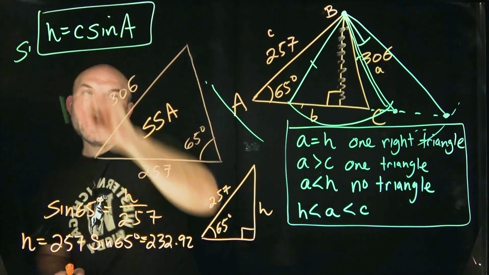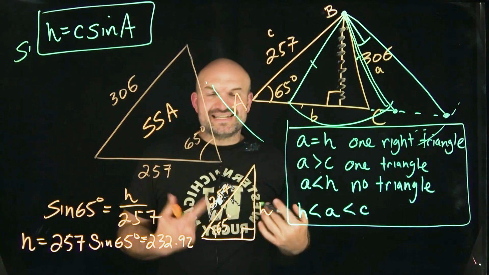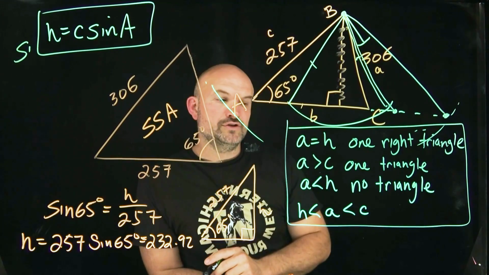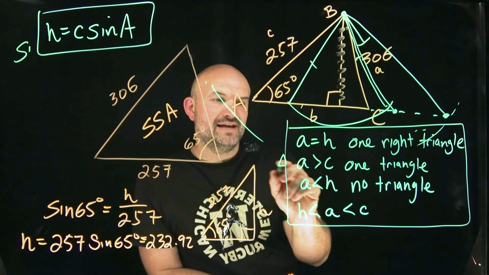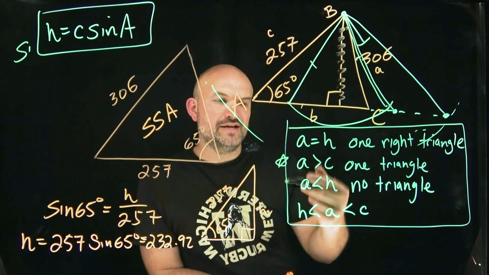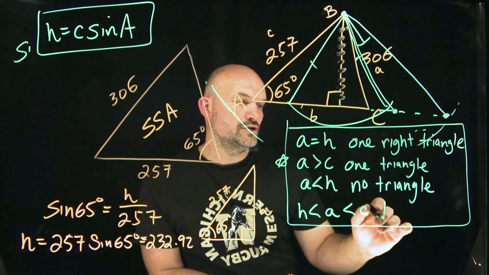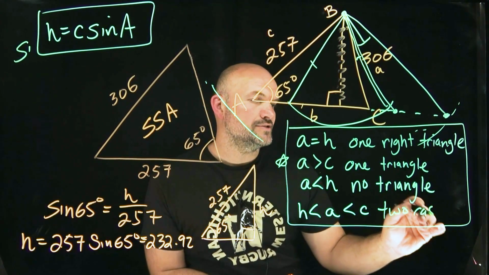The cool thing about this trick is that a lot of times you don't even need this. Sometimes just by looking at A and C, if you know what they are, you can identify whether it's one triangle or not. And if it's not, then you can further examine whether it's a no-triangle or two-triangle case. So there you go, ladies and gentlemen.